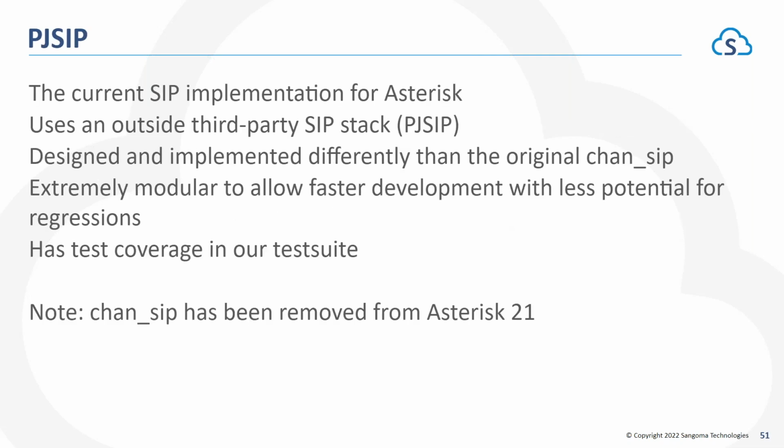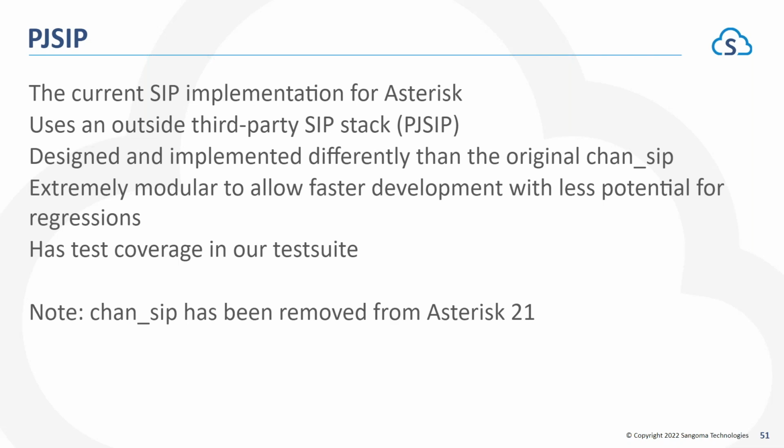PJSIP remains critically important in Asterisk. It's the current SIP implementation we're using. It uses an outside third-party SIP stack, PJSIP. We have a great relationship with them and do contribute all the changes we can back to them. But fundamentally, it's designed and implemented differently than the original chan_sip.